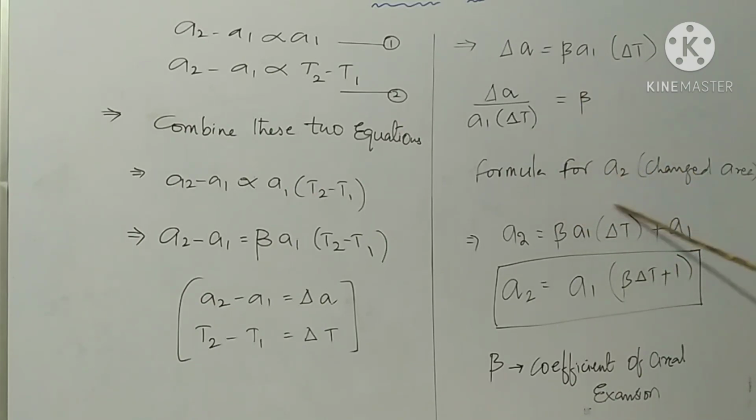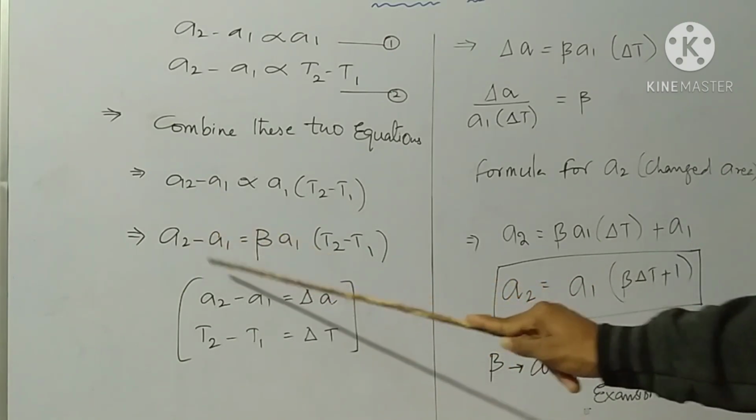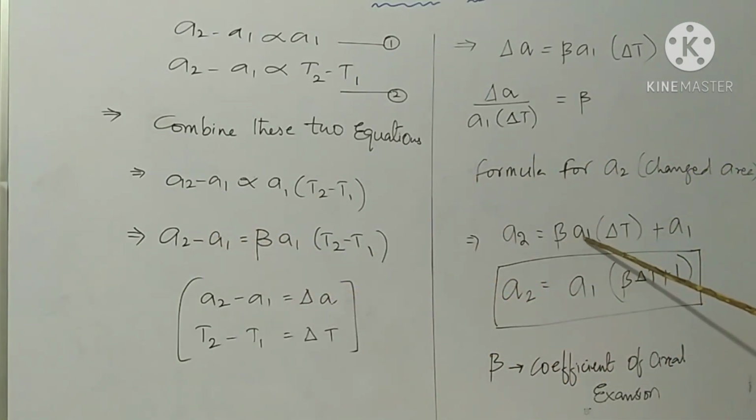Here is the formula for only A2, the final area. From this equation, A2 is equal to beta into A1 into the change in temperature, plus A1 transposed. Here A1, the initial area, is common, and the remaining terms are beta into the change in temperature plus 1.